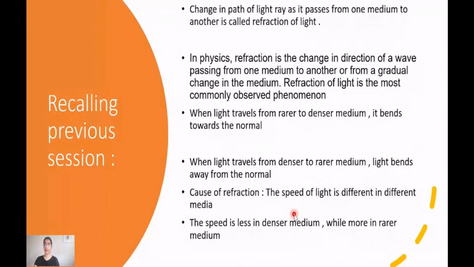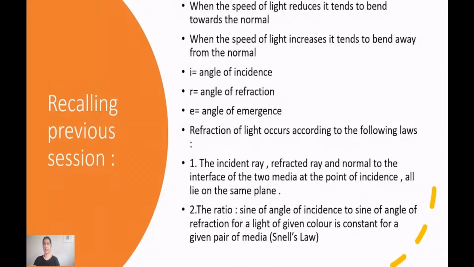Speed of light in vacuum, as you know, is 3 into 10 to the power 8 meters per second, but this is not true for light traveling in water, oil, grease, or glass. So the speed of light differs for different media, and the speed of light is lesser in a denser medium while more in a rarer medium. So, when the speed of light is reduced, it tends to bend towards the normal. When the speed of light increases, it tends to bend away from the normal.